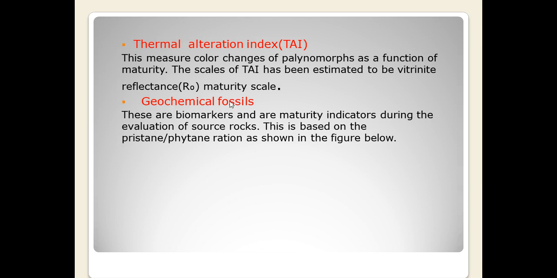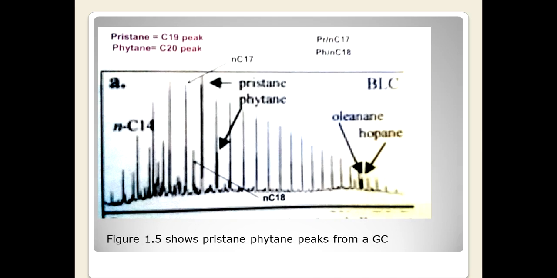So geochemical fossils, or we can call them biomarkers. These are maturity indicators during the evaluation of source rock. This is based on the pristane and phytane ratio as shown in the figure below. So we observe the amount of biomarkers always increases with increasing maturity. So when you see the amount of biomarkers, for example pristane and phytane, is very high during the analysis process, we can easily conclude that our organic matter is mature.